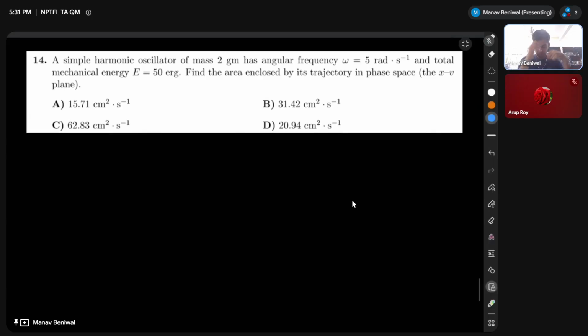Okay, so that was it for the damped oscillator, and now we'll solve a couple of problems related to phase space and motion under a harmonic potential. Coming back to the simple harmonic oscillator, we are given a simple harmonic oscillator, mass is 2 grams, omega is 5, and a total mechanical energy. We have to find the area enclosed by its trajectory in phase space, the xv plane.